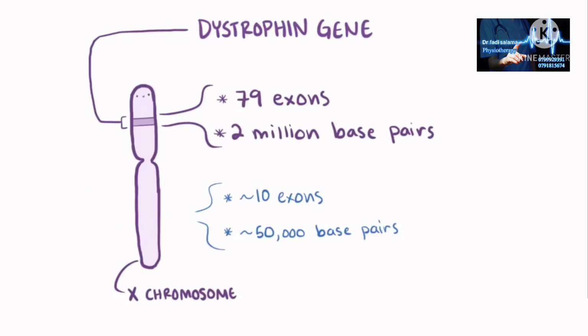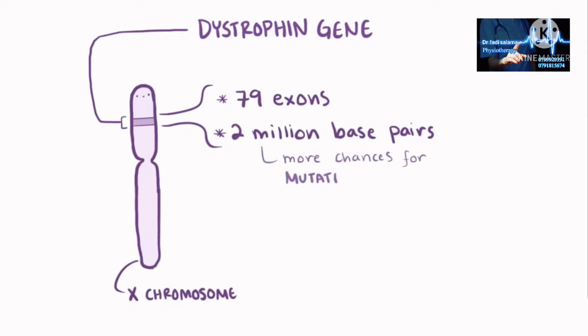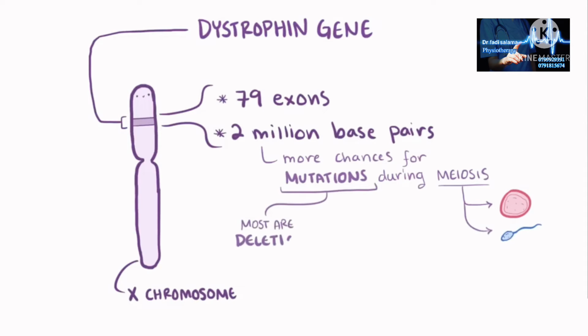More base pairs and more exons means that there's more chances for mistakes during meiosis, which is when the egg or sperm are created. Most of these gene mutations are deletions or duplications of one or more exons, and a small amount are point mutations.